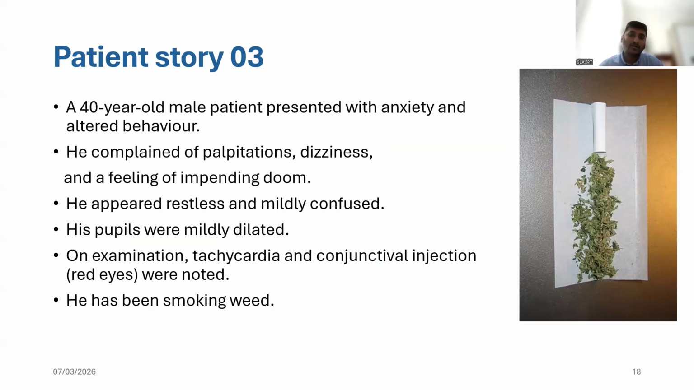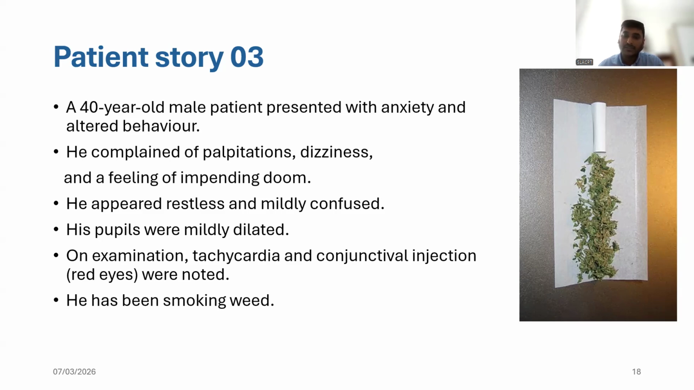So the next patient is a 40-year-old man presenting with anxiety and altered behavior who complains of palpitation, dizziness, and a feeling of impending doom, and appears restless and mildly confused. Pupils are mildly dilated. On examination, tachycardia, conjunctival injection. Now, this also looks like a sympathomimetic toxidrome. But if we further ask, or maybe from the circumstantial evidence, the patient might disclose that he is smoking a recreational drug.